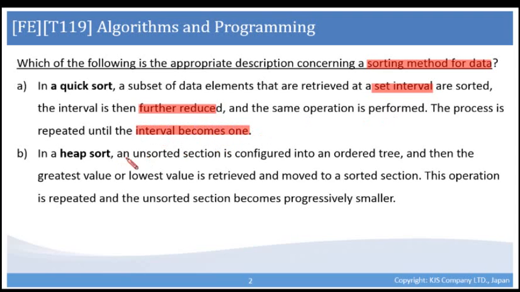B: In a heap sort, an unsorted section is configured into an ordered tree, and from this the greatest value or the lowest value is retrieved and moved to a sorted section. This operation is repeated until the unsorted section becomes progressively smaller.